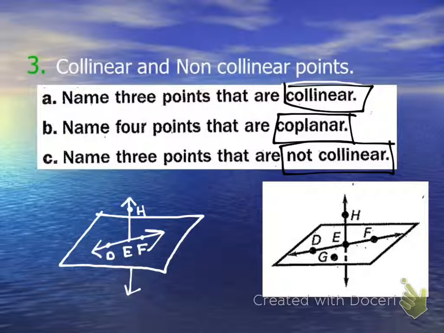Now let's see if we can answer these questions. We want to name 3 points that are collinear. Collinear means they form a line. Oh, I forgot G on my drawing. Make sure you put a G on there too. All right, give me 3 points that are on the same line. Yes. D, E, and F. Great.